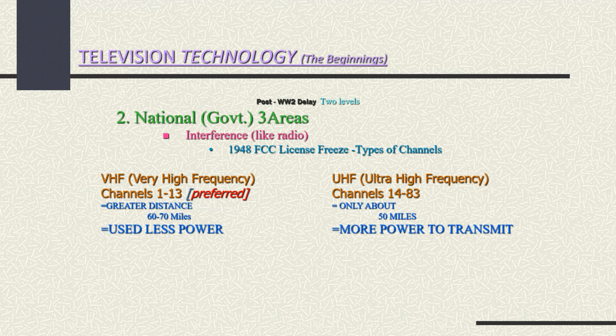VHF also used less power to get that 60 to 70 miles distance. So it would cost less for you to generate enough power to reach more people. And of course, UHF was just the opposite. If you wanted to send your signal out even further, it would cost you more in electrical power to actually do that.